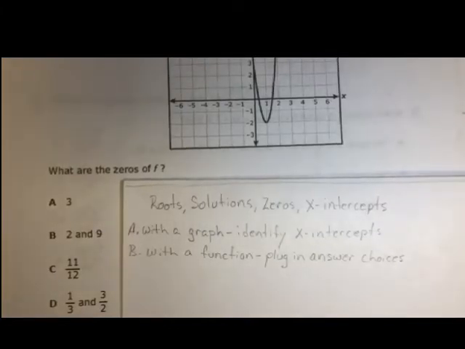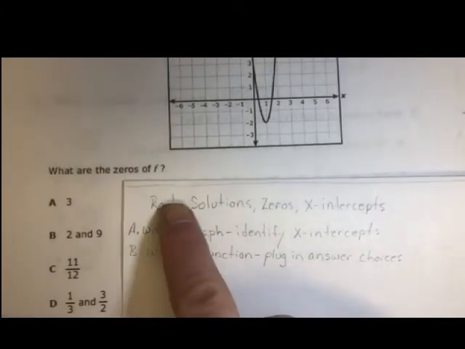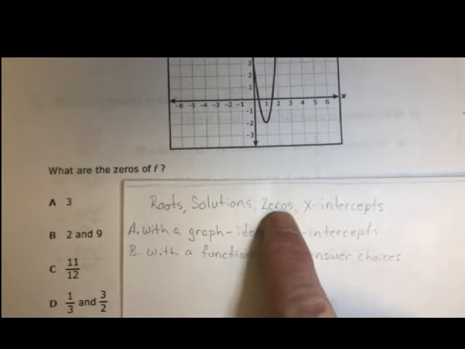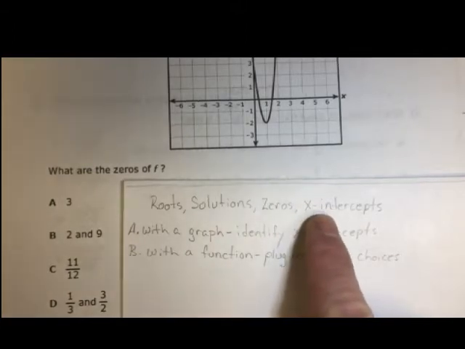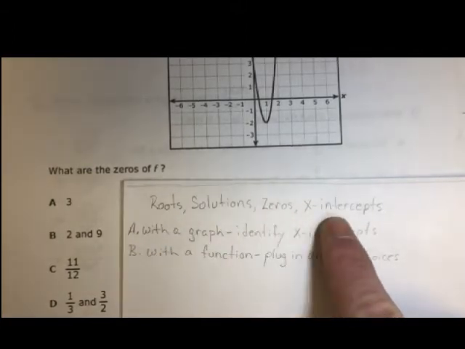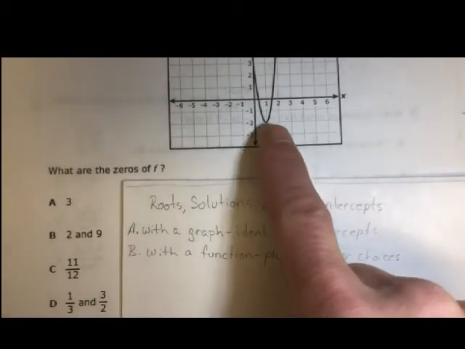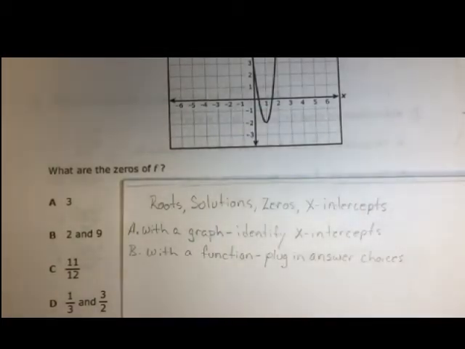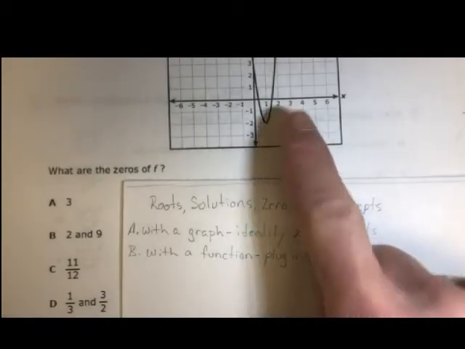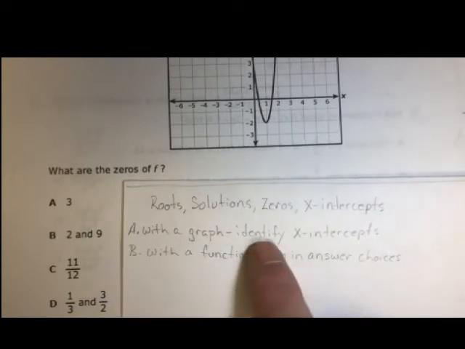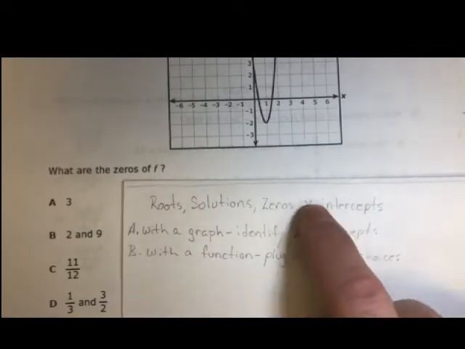This section is over how to find roots, solutions, zeros, x-intercepts, which all mean the same thing if you're talking about a quadratic, a parabola. How will you know which way to use? Well, if you are given a graph, you want to identify the x-intercepts.